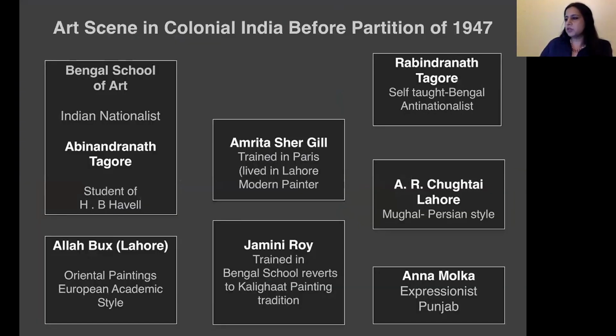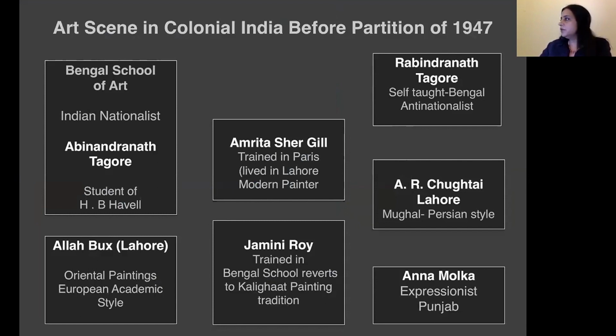Now I would like to step back a bit and give you a brief view of the several different trends that were happening. These are the artistic practices that were happening in British India, some of which were happening simultaneously. And most of you will be aware of all these people. So it's like the Bengal school style. And then you have Amrita Shergill, you have Jamini Roy, and you have Allah Baksh. You have Chughtai, of course, that I mentioned, and Amolka and Rabindranath Tagore.